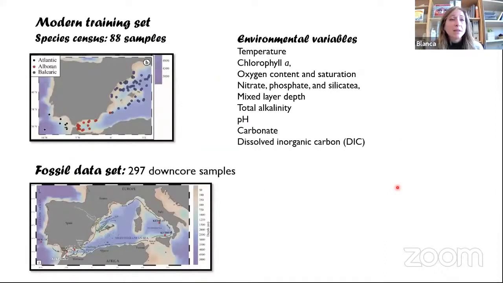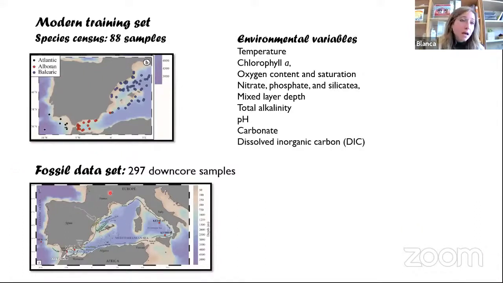In this study, I will show you an example for the Western Mediterranean, which is characterized by very strong latitudinal gradients of water properties determined by the entrance of the Atlantic waters through the Strait of Gibraltar. The model training set has two groups of data, as I said before: the coccolithophore species census counts based on over 90 samples, and then the environmental variables. That includes different variables that have been obtained from Ocean Data View software and averaged annually and seasonally for summer and winter, and selected for different depths.